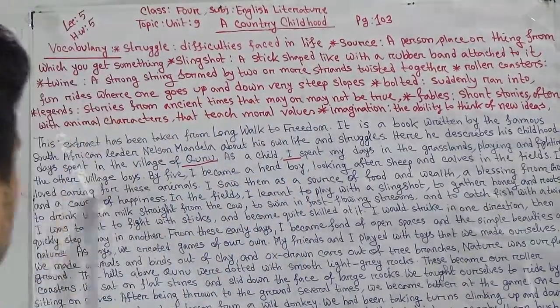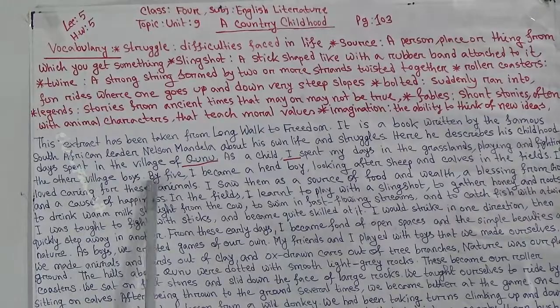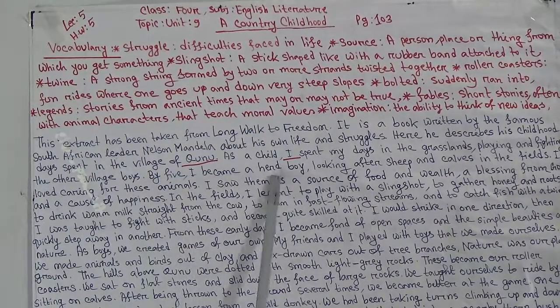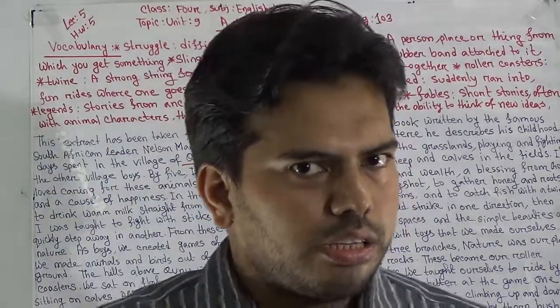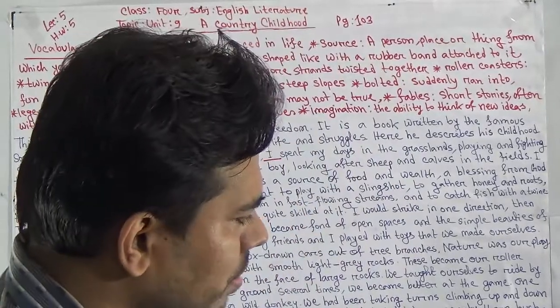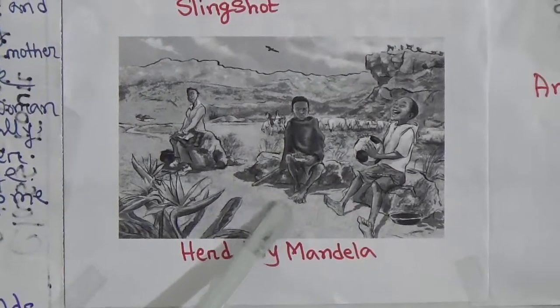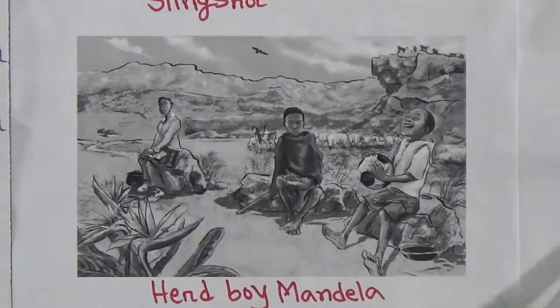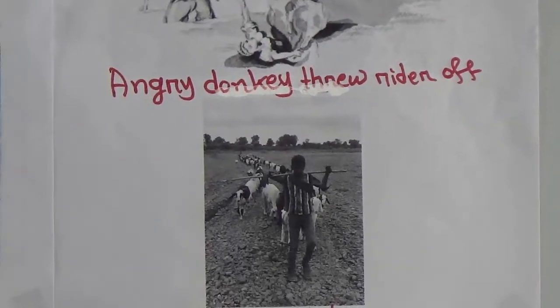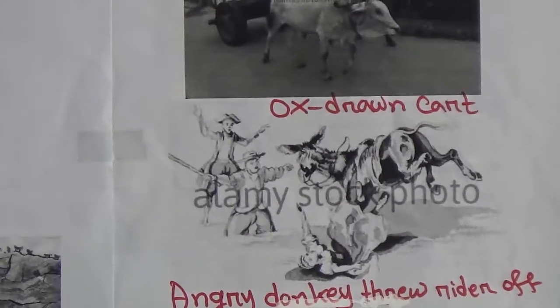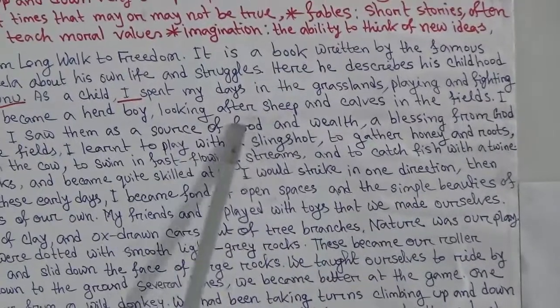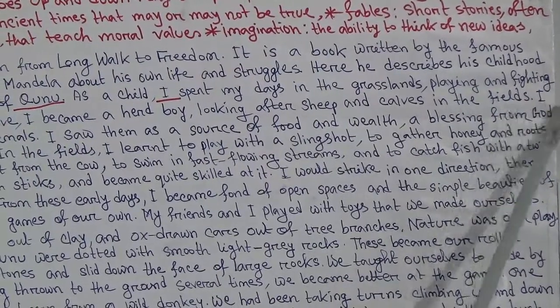Playing and fighting with the other village boys. By 5, I became a herd boy. Have you ever seen a herd boy? Here is a picture of a herd boy. He is Nelson Mandela. His boyhood picture, he was a herd boy. You can see another herd boy. Herd boy means a shepherd who looks after goats and sheep. By 5, I became a herd boy looking after sheep and cows in the fields.